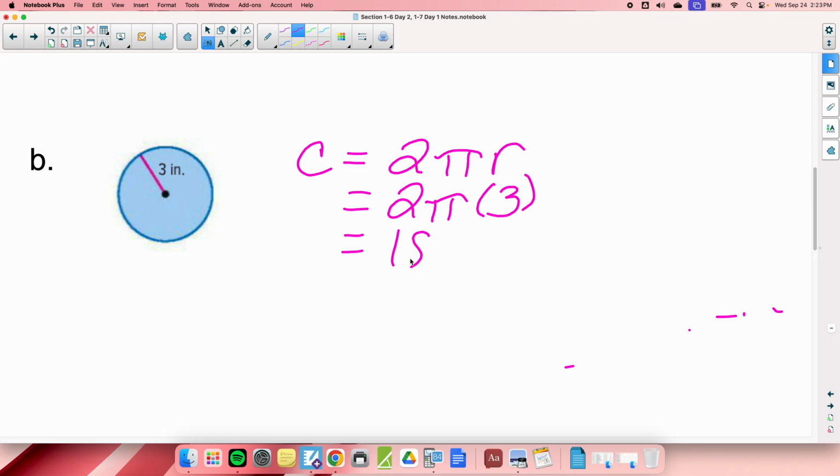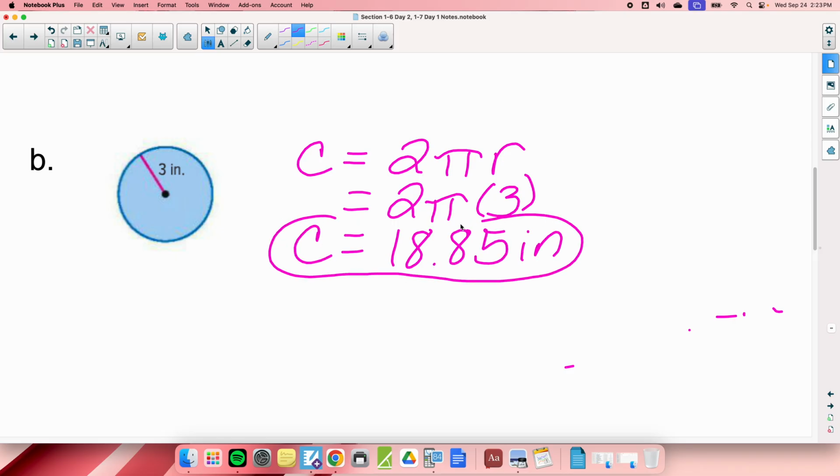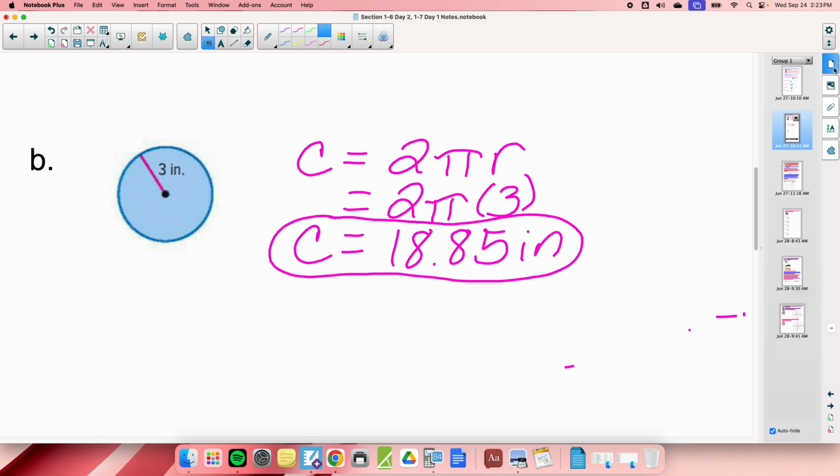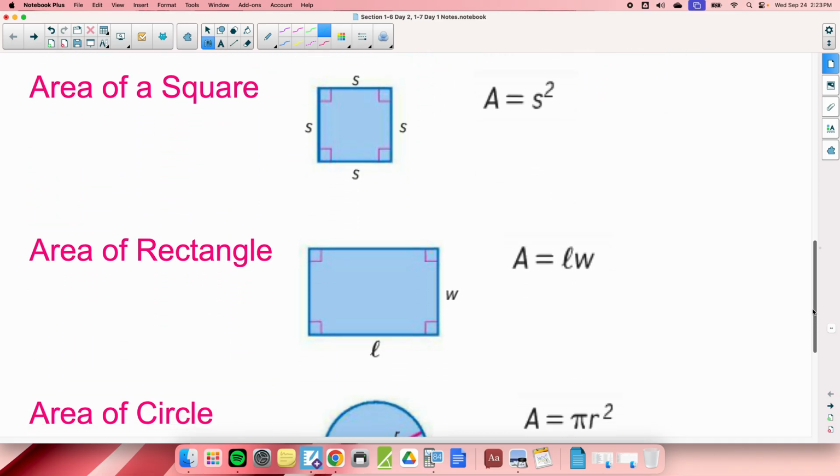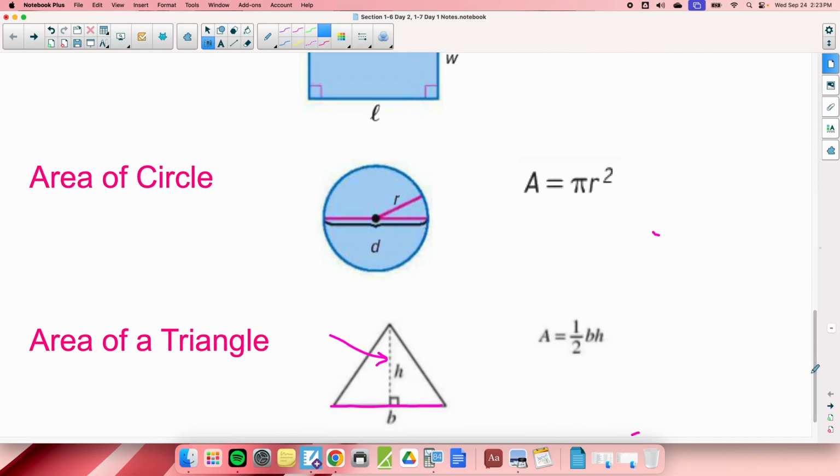And that is in inches. Okay? Now, the second thing that they're asking us for is area. So if I go back and look at what is the area formula of a circle, this is the area of the circle formula.